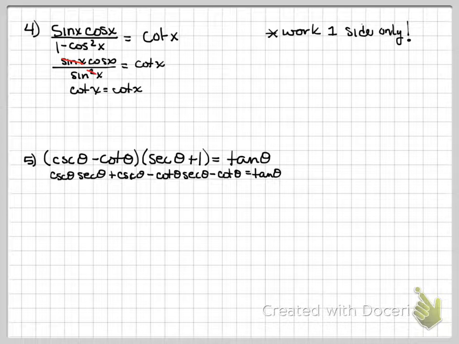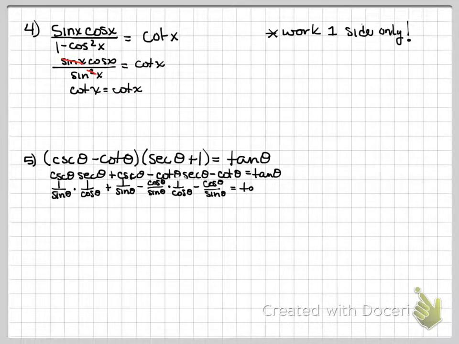If I change this, I can change the cosecant to 1 over sine theta times 1 over cosine theta plus 1 over sine theta minus cotangent, which is cosine theta over sine theta, times secant, which is 1 over cosine, minus cosine theta over sine theta would equal tangent theta. So we can't touch that right side, so don't try to change it to a sine over cosine.